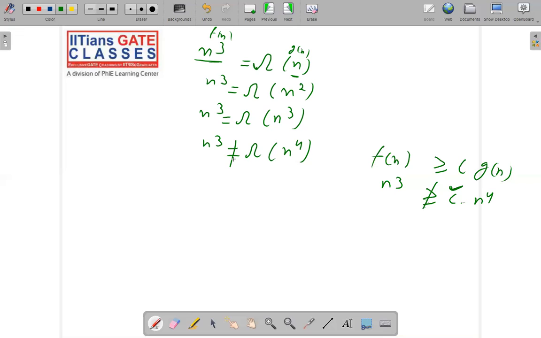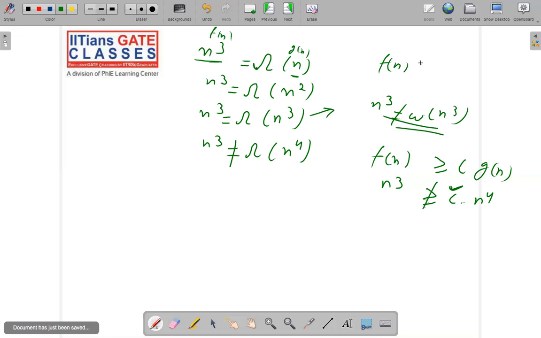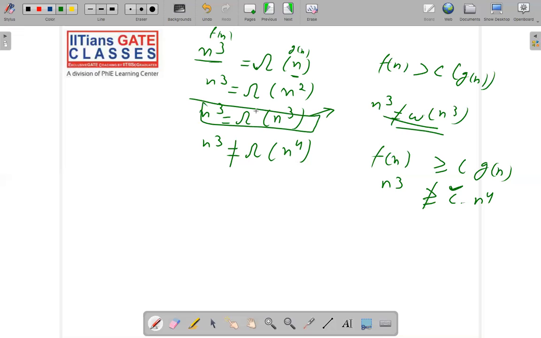Okay. Now let's take an example. Is n cube equal to small omega of n cube true? No, it's not true, because the equal to condition is not satisfied. Here f(n) should be strictly greater than C g(n). Equal to is absent. So it is true if both functions are the same for omega and big O, but it's not true for small o and small omega.